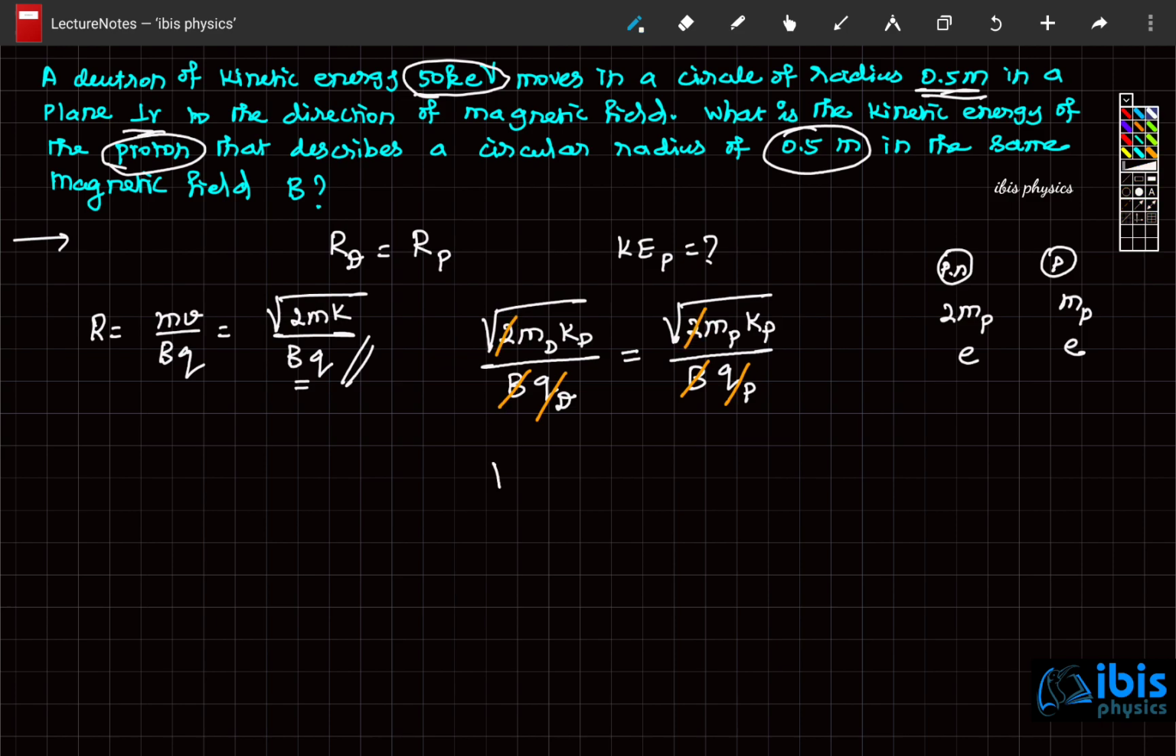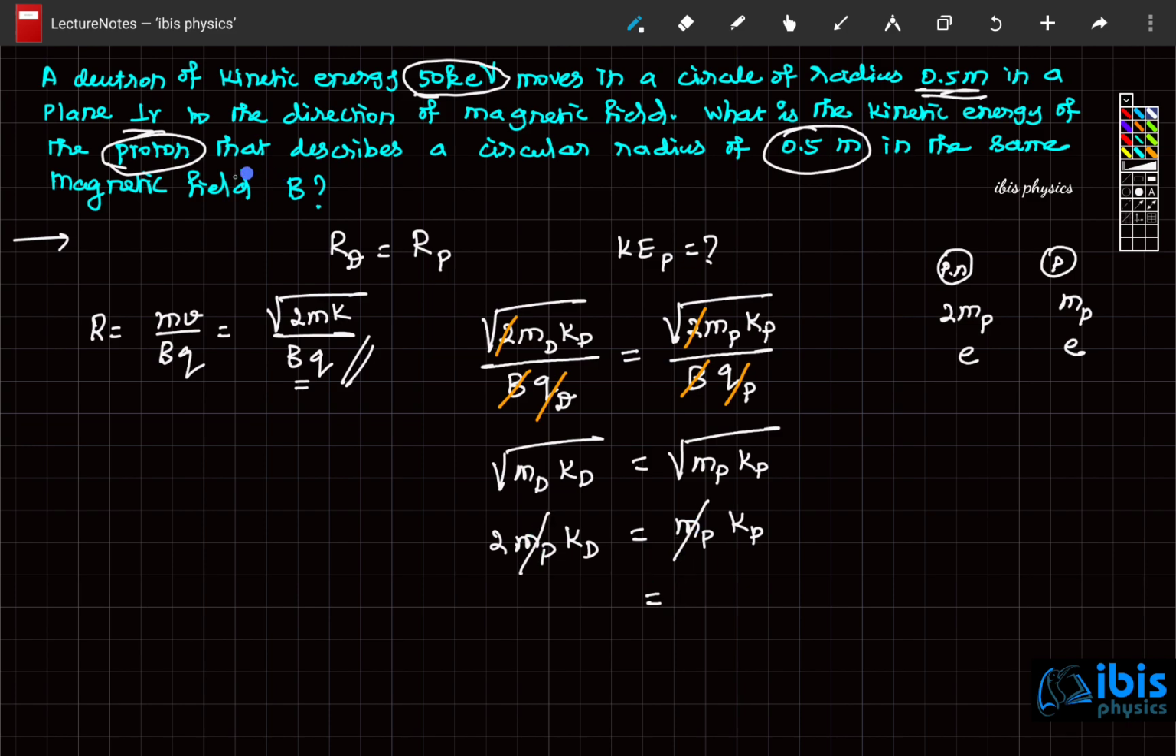So what do we get here? Root over the mass of the deuteron into the kinetic energy of the deuteron equals root over the mass of the proton into the kinetic energy of the proton. When you square it, the mass of the deuteron times the kinetic energy of the deuteron equals the mass of the proton times the kinetic energy of the proton. But the mass of the deuteron is 2 times the mass of the proton, so let me write that here. So the mass of the proton can be cancelled.